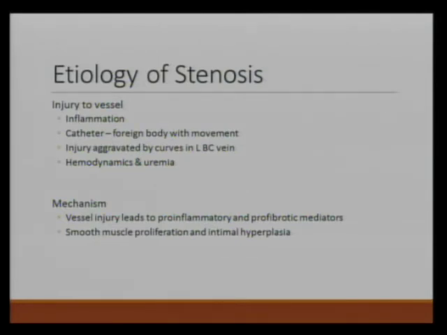Also, for our dialysis patients, the uremic milieu is prone to cause vascular disease. And so that can be part of it. The vessel injury leads to pro-inflammatory mediators. You have a pro-fibrotic process going on, and then you have smooth muscle proliferation and intimal hyperplasia.